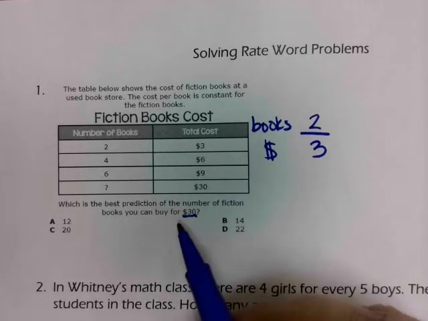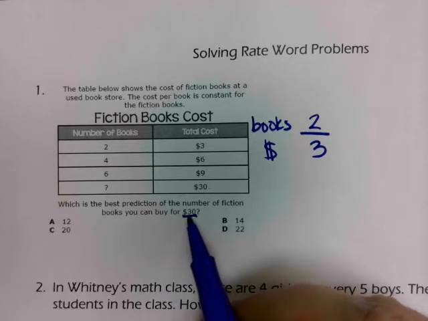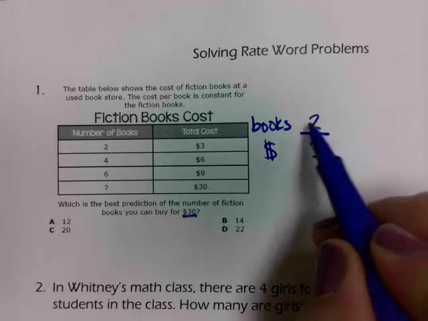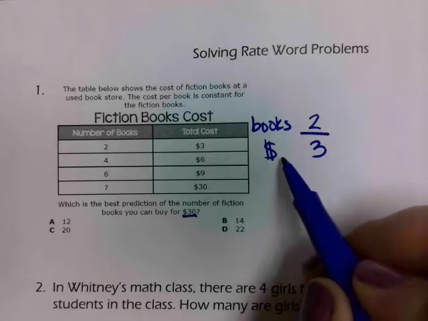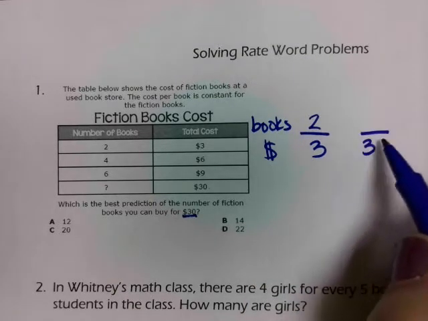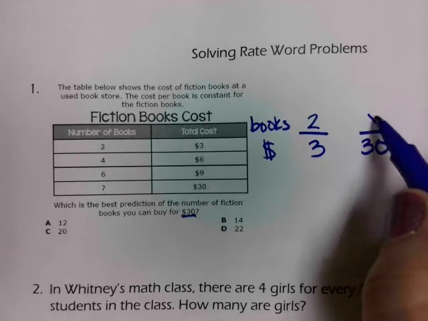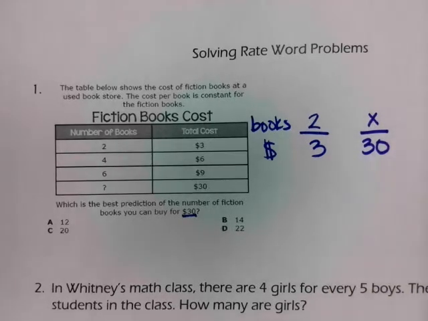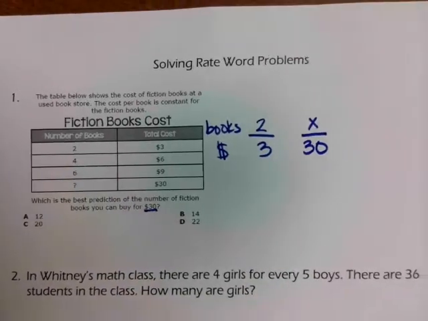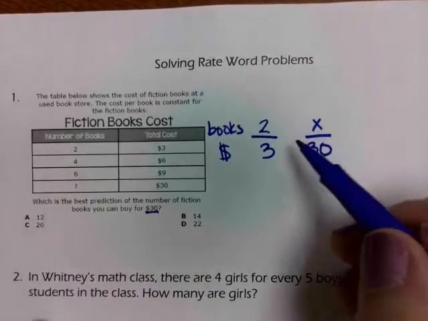The question wants to know how many books we can buy if we spend $30. So 30 represents dollars, so I'm not going to put it with books, I'm going to put it with the dollars. So I'm going to put right here, 30. And this is where my variable is. This is what I'm solving for. Okay, I'm going to zoom out just a little bit. Sorry, guys. All right, so now we have our proportion.